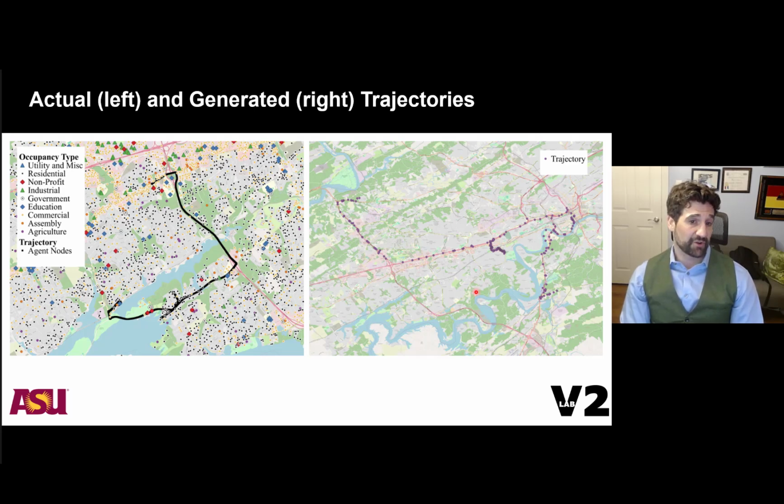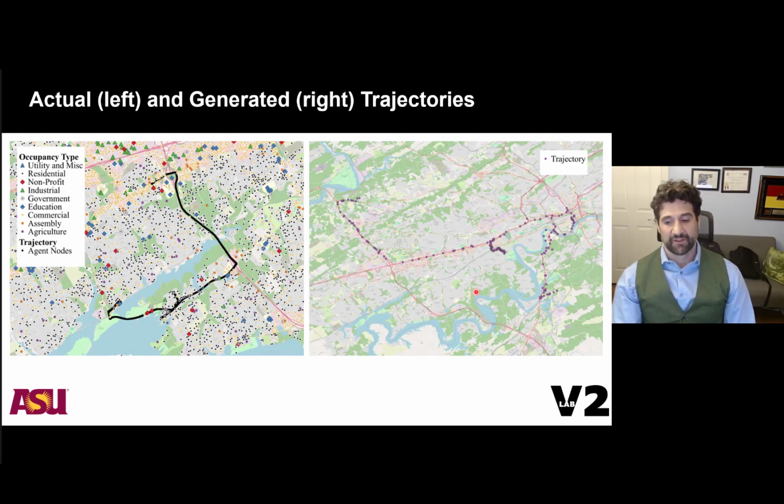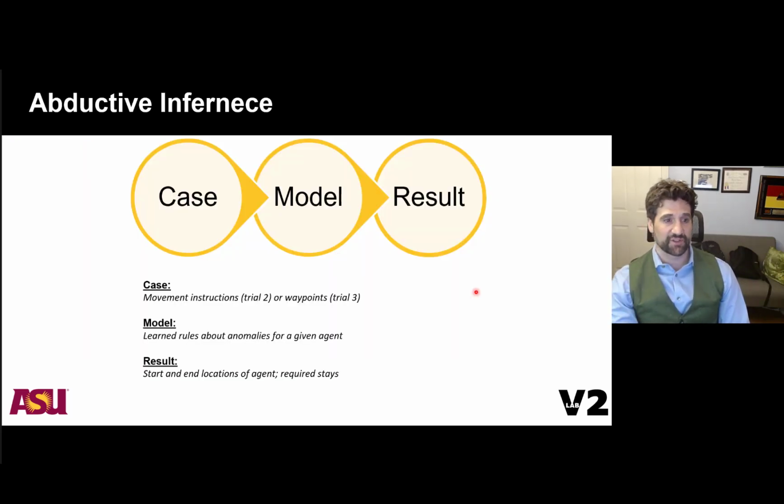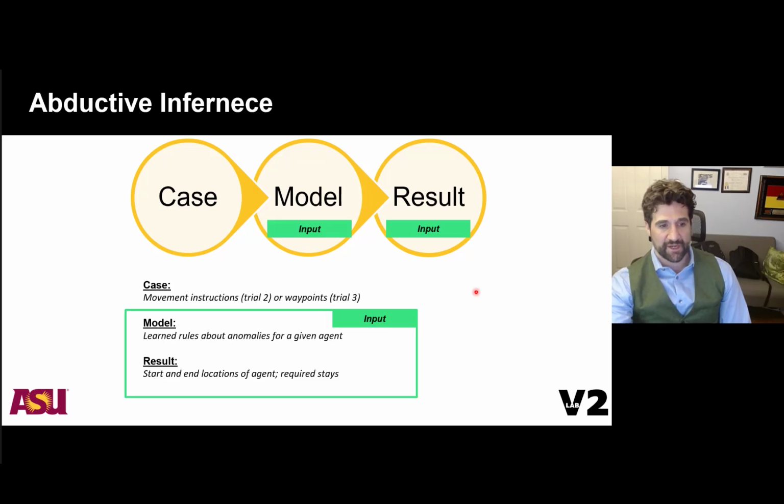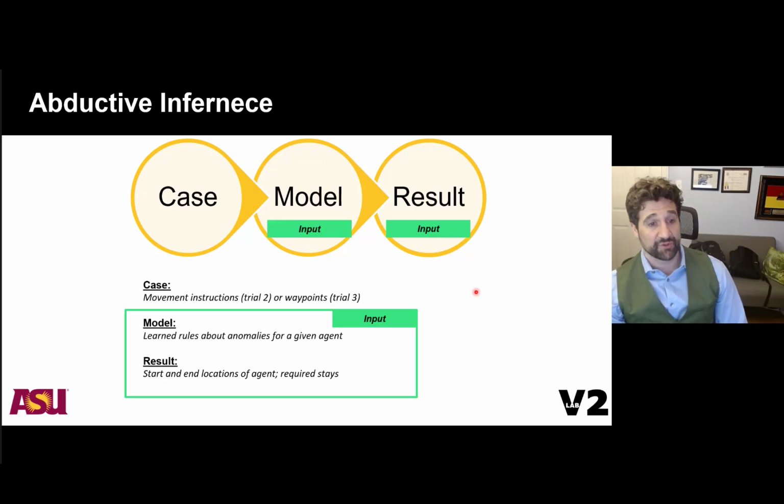And it also has to meet certain requirements to visit certain locations. So the strategy that we use for this is based on abductive inference. We have a case which, for part of the program, was movement instructions, and then we were starting to move toward waypoints. But that's what you actually produce. Your input is the model.